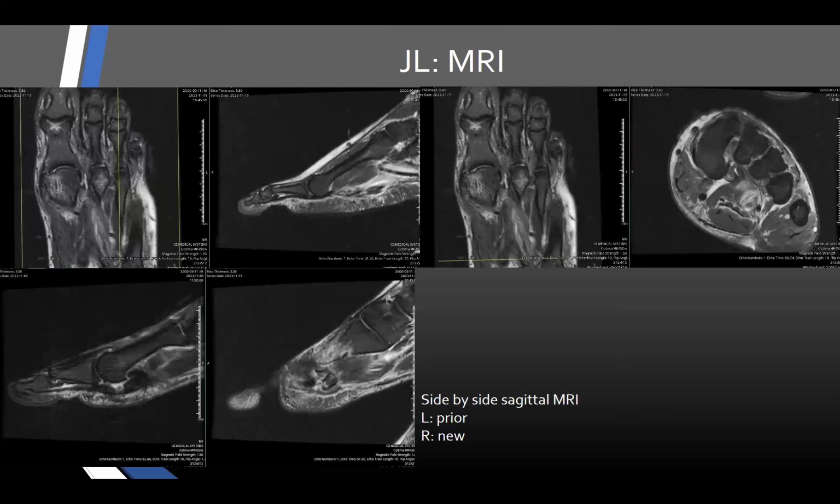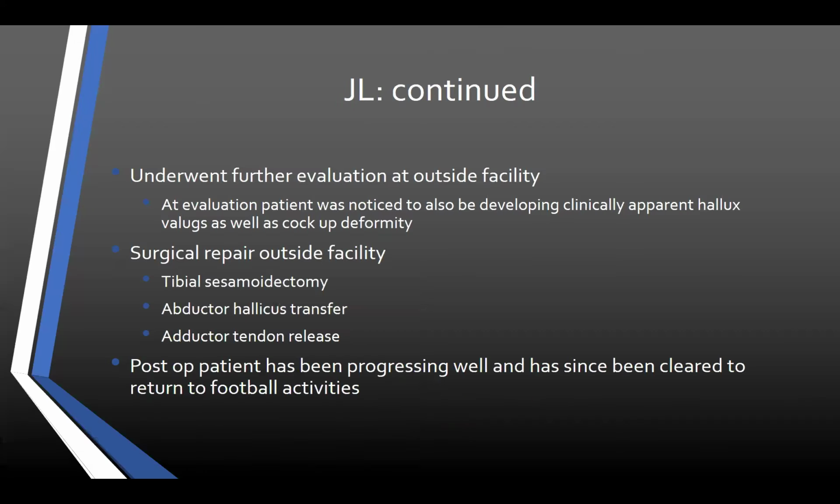So after this injury, the patient underwent further evaluation at an outside facility. It was noted from the documentation that at that time, he was already beginning to develop a clinically apparent hallux valgus, as well as somewhat of a cock-up deformity. Surgery was performed at that outside facility, where they did a tibial sesamoidectomy, an abductor hallucis transfer to fill the void left by the sesamoidectomy, and also an adductor tendon release. It's noted that this was part of the usual triad this outside treating surgeon does for these injuries.